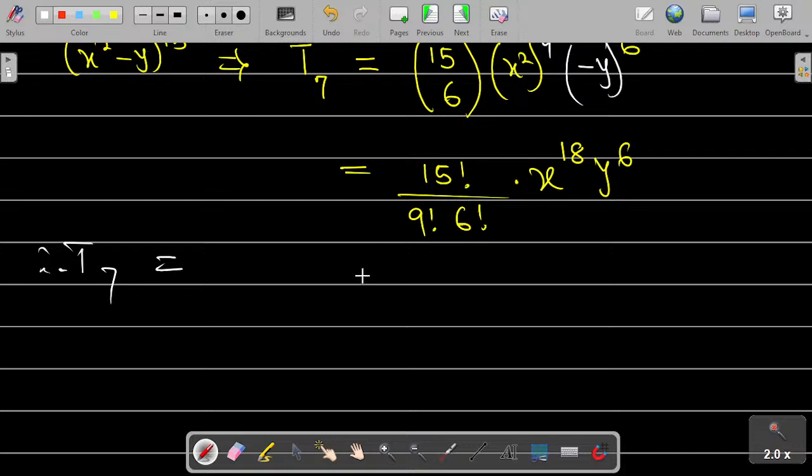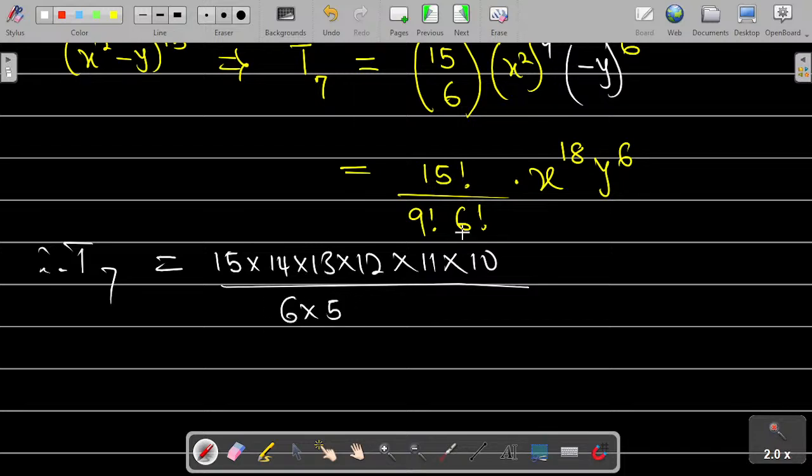Therefore our 7th term will be equal to, let's try to expand that. That will be 15 times 14 times 13 times 12 times 11 times 10, all over 9 factorial. We cancel 9 factorial, so I don't need to write that. I will just have under here 6 times 5, which is 6 factorial, times 4 times 3 times 2 times 1, if you like. And then that will multiply x to the power of 18, y to the power of 6.